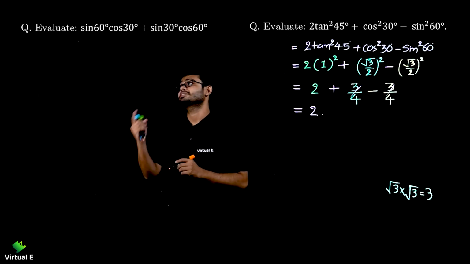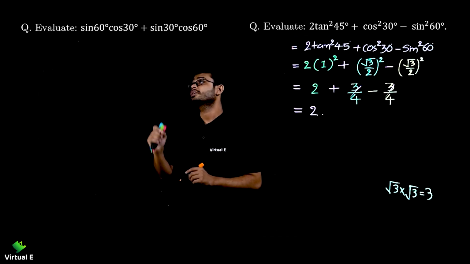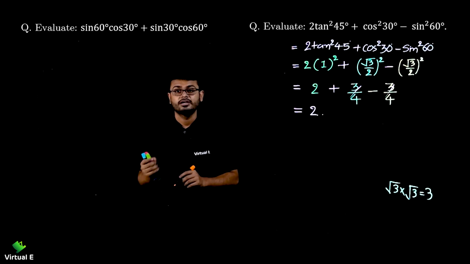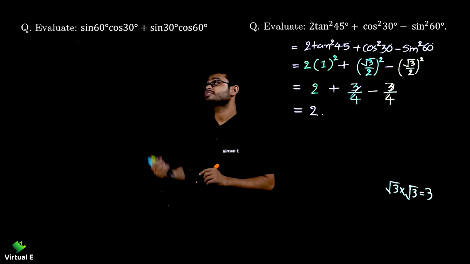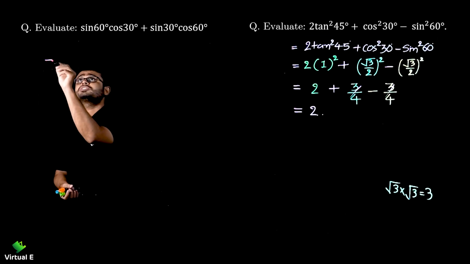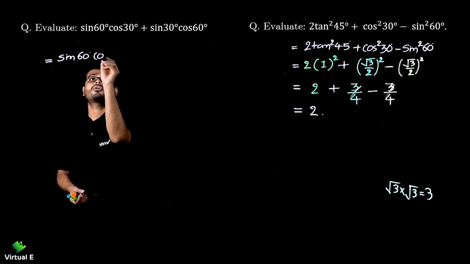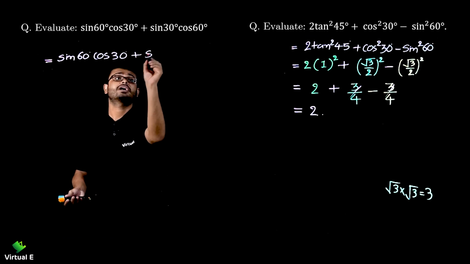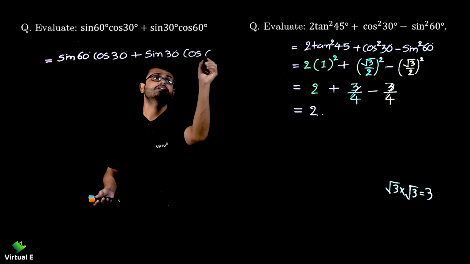Let's discuss the next sum. So first of all, let's read the question. Evaluate sin 60 degree cos 30 degree plus sin 30 degree cos 60 degree. Okay, so we need to have almost 4 values to solve this question. Let's write the question first, which is sin 60 degree, then cos 30 degree, then plus, it is given, sin 30 degree and cos 60 degree.